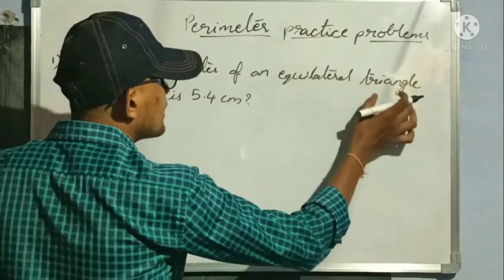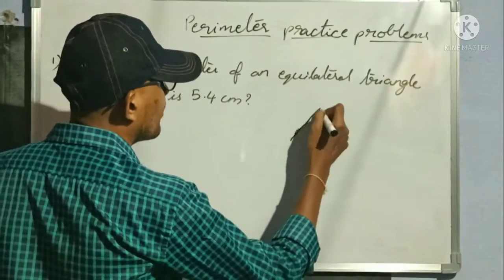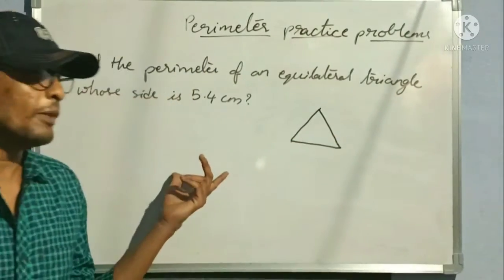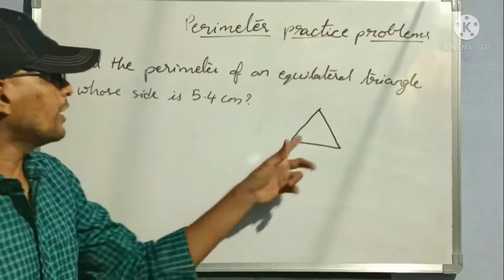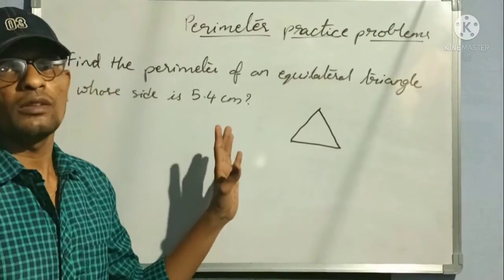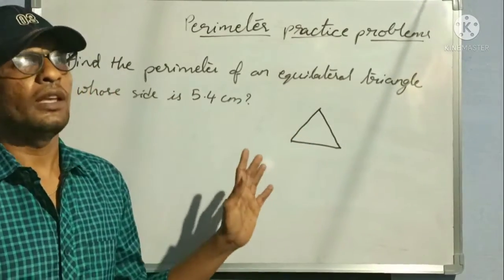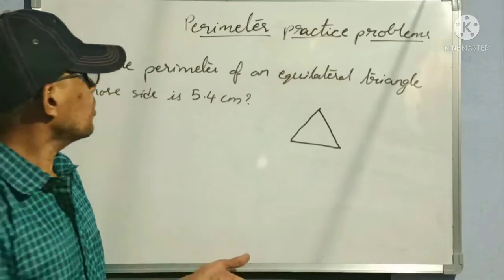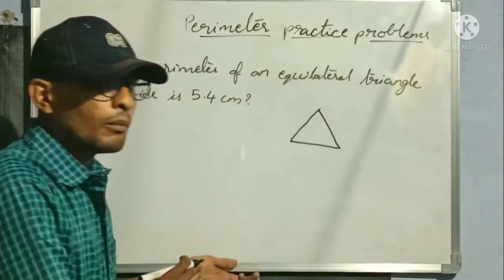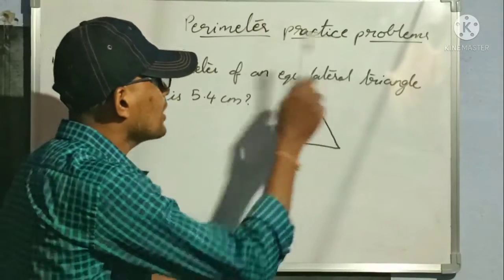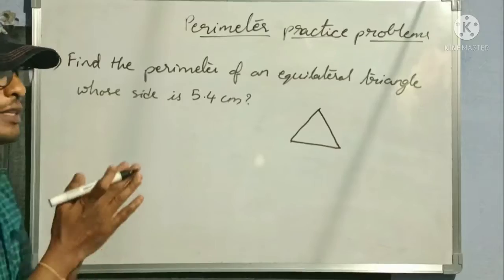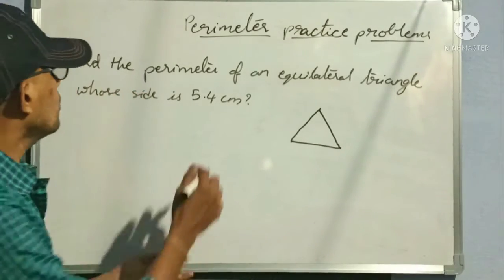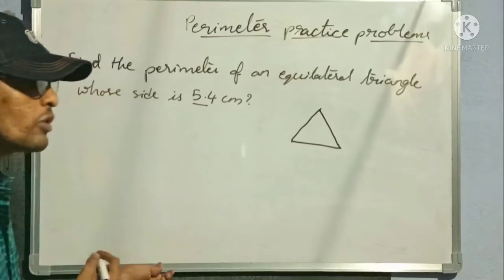Suppose you know what an equilateral triangle is, then first you draw the equilateral triangle. In mensuration, in problems related to geometry, the figure gives an exact idea about how to solve a problem. Right? So if you don't remember the formula, but you know what an equilateral triangle is. What is an equilateral triangle? An equilateral triangle means a triangle in which all three sides are equal. Right? So he has given that the side is 5.4 centimeters.